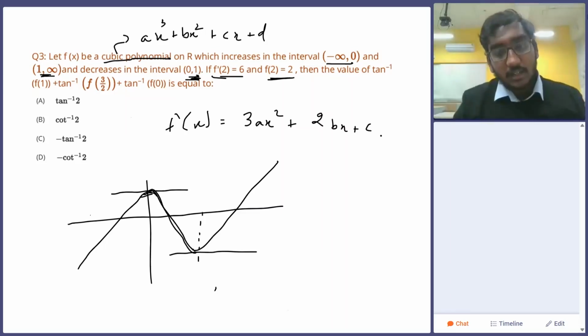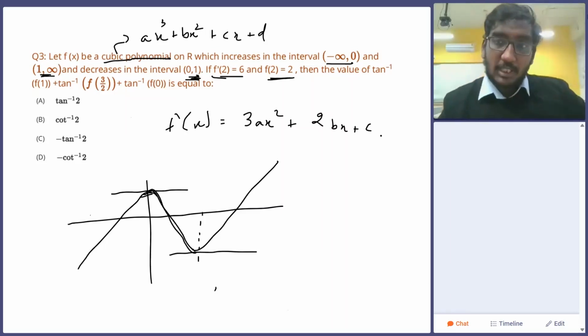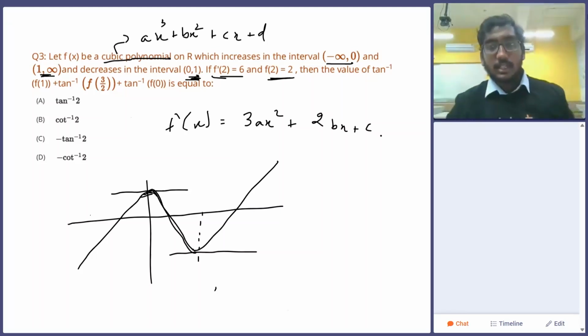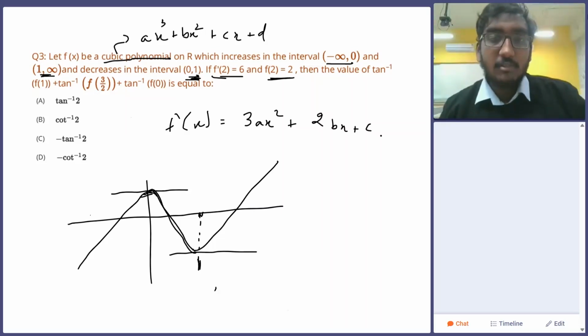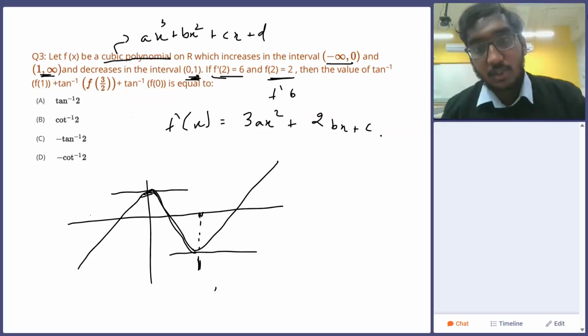Why? Because 0 is the place where the derivative actually changes sign. Till then it was increasing, and at that point it becomes decreasing, and again at 1 it was decreasing and starts becoming an increasing function. So this is how the graph will look, and at 0 and 1 the derivative vanishes. Clearly you can say that f dash of 0 is equal to 0, and f dash of 1 is also 0.